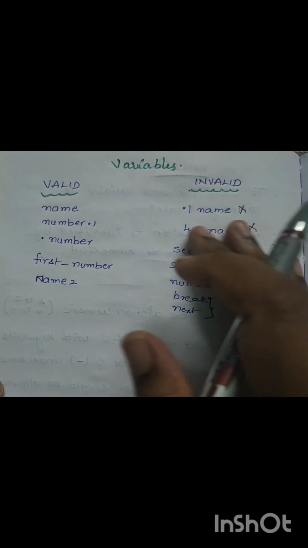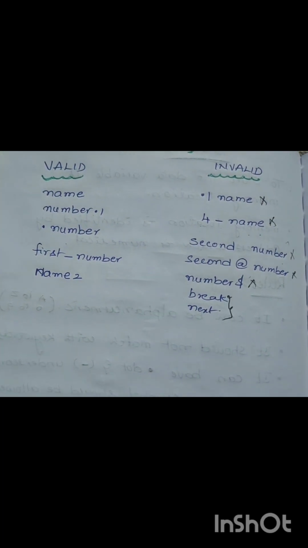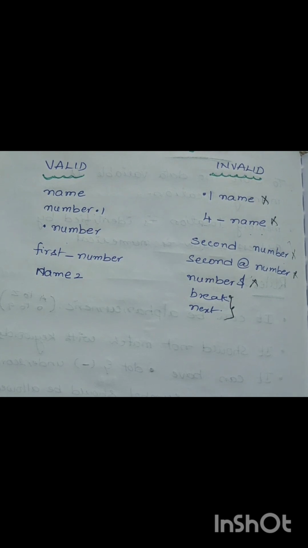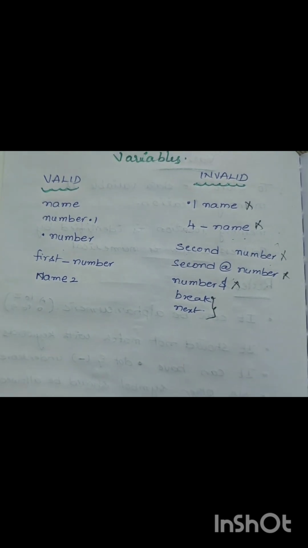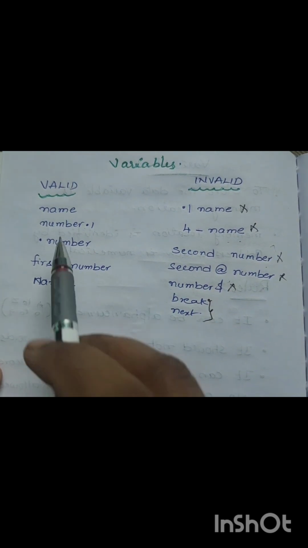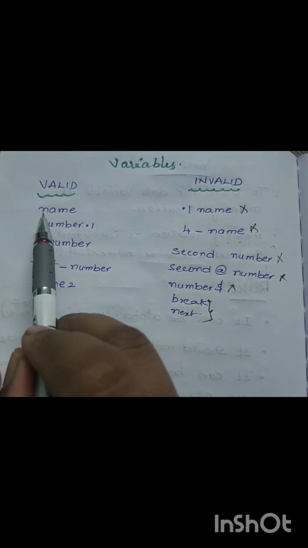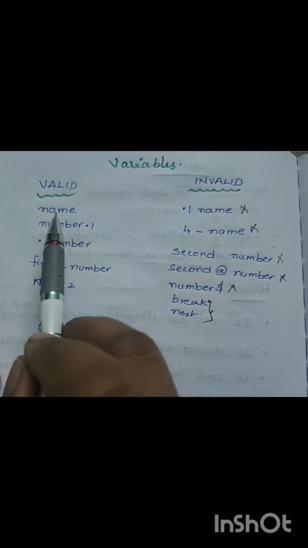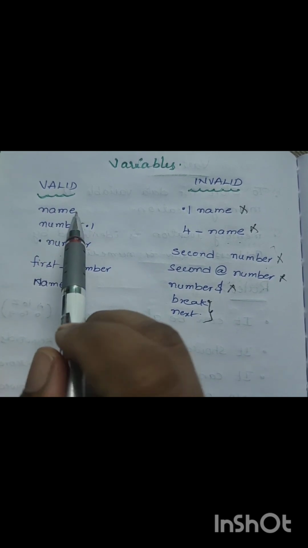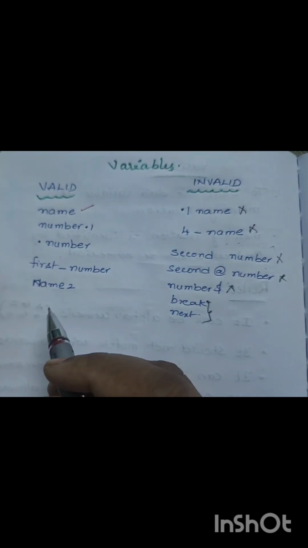Now we are going to see what are the valid variables and what are the invalid variables. Now we know what is a variable. These are the valid variables. NAME: the first character is an alphabet, and all are lowercase alphabets, so it is a valid variable name.